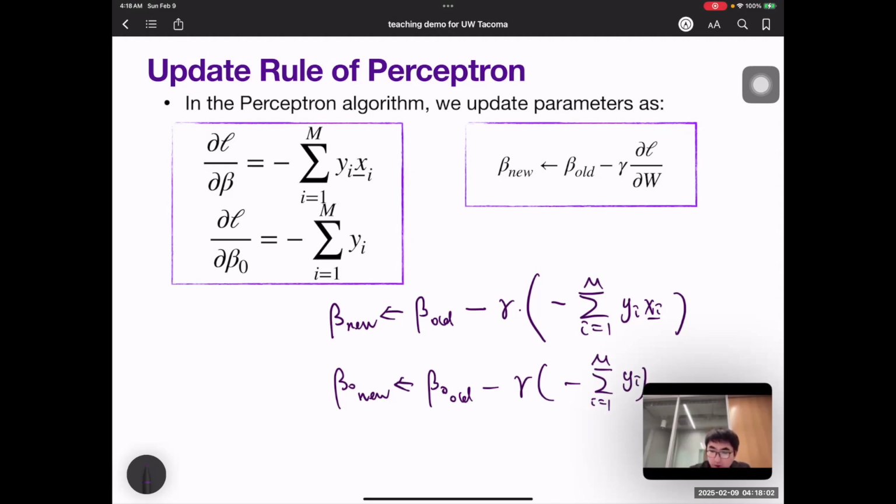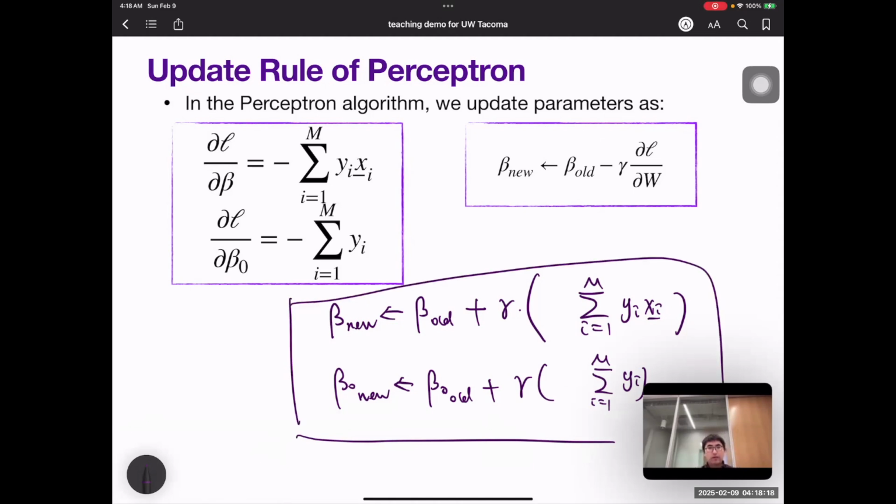minus the sum over i equals 1 to m of yi. So here we are going to do some simplification. Because we have a minus sign here, we can cancel them. And now we get the whole final equation, which looks like that. What this equation is basically saying is that we look at the data, collect all the misclassified data points and update the beta accordingly. So in the real world, when you have a very large data set, this step will be quite time consuming.